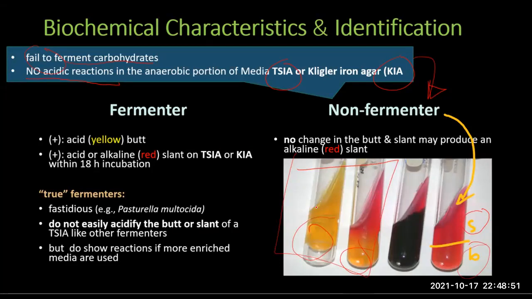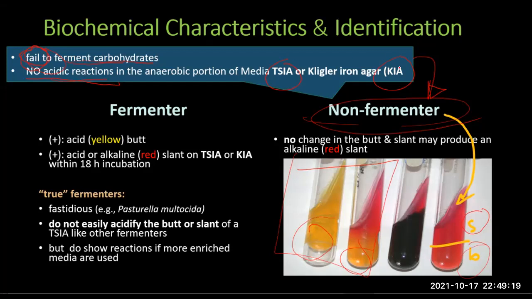So the biochemical characteristics and identification. Here I'm trying to differentiate the fermenters and the non-fermenters. And since we are talking about the non-fermenters, since they are called non-fermenters, they really fail to ferment carbohydrates, and there is the absence of acidic reactions in the anaerobic portion of the TSIA or KIA.